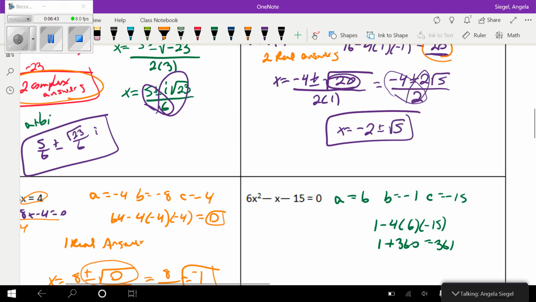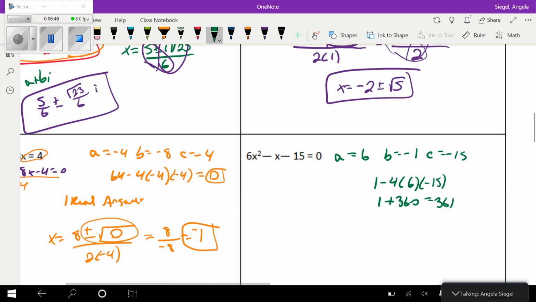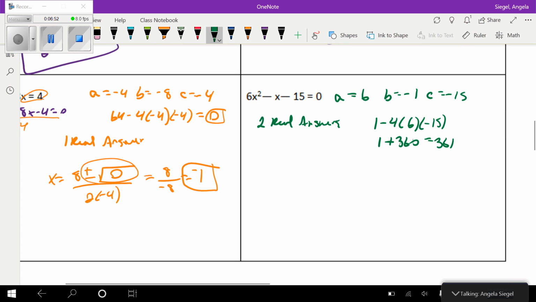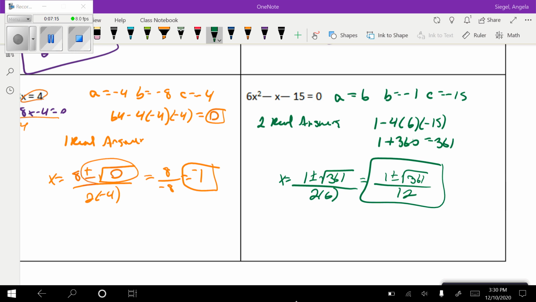Okay, so this is a positive number, just like this was. So I'm going to have 2 real answers again. And let's go ahead and apply the quadratic formula. So -b, so opposite of b, plus or minus square root of 361 over 2a. So there's really nothing I can do with square root of 361. So I am just going to keep it like this and call it good.